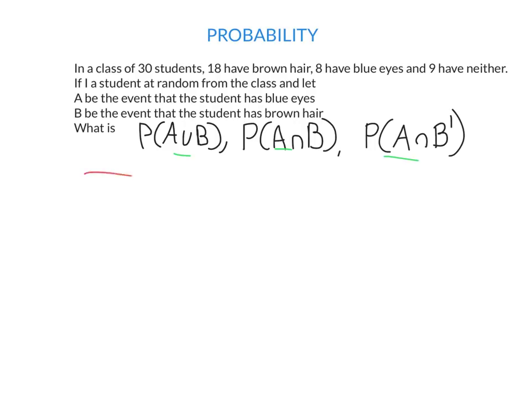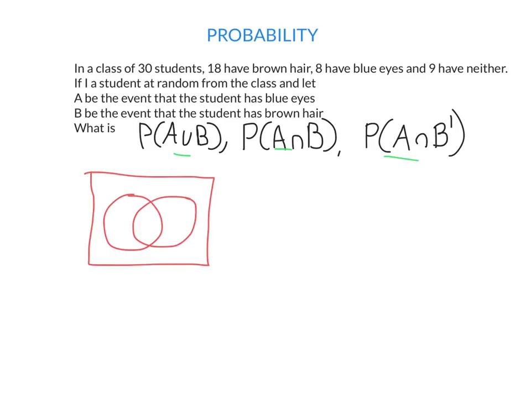Venn diagrams always look the same. So we have a rectangle here. All students are within that rectangle. We have 2 circles, 1 for each category. So there's the blue eye category, which we called A, and the brown hair category, which we called B. There should be 4 numbers in the Venn diagram. They can be in A only, in both A and B, B only, or neither. So we need to fill in each of those boxes.